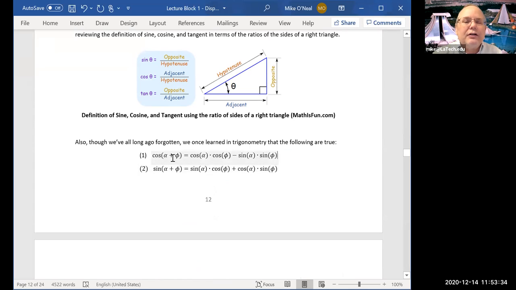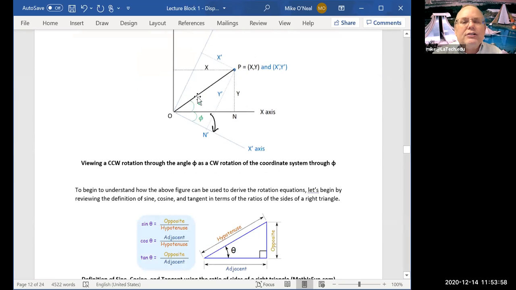Okay, so the cosine of two angles, alpha plus phi, is the cosine of alpha times the cosine of phi minus the sine of alpha times the sine of phi. And the sine of alpha plus phi is the sine of alpha times the cosine of phi plus the cosine of alpha times the sine of phi. What is this angle alpha? It's this angle that our first right triangle in our base coordinate system was based on.